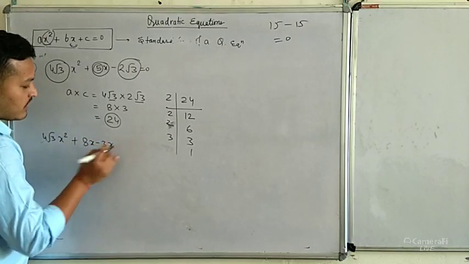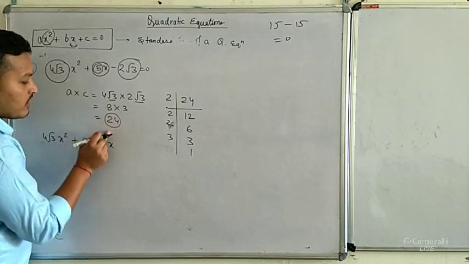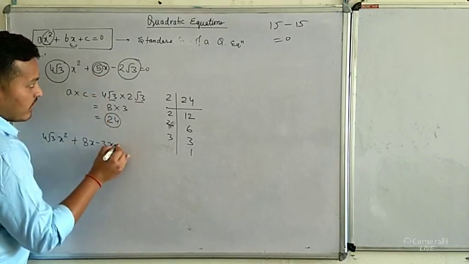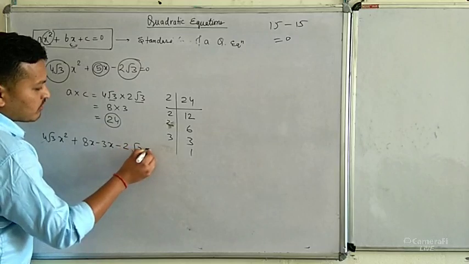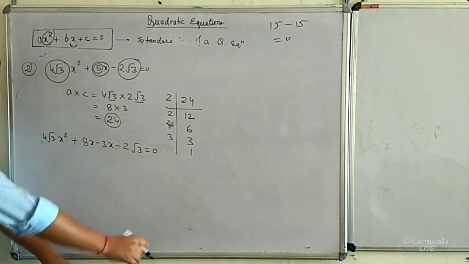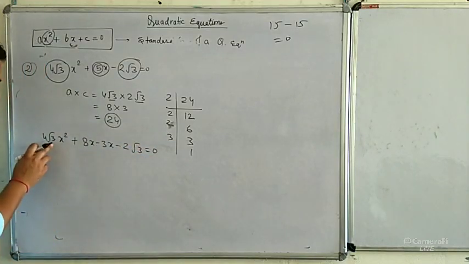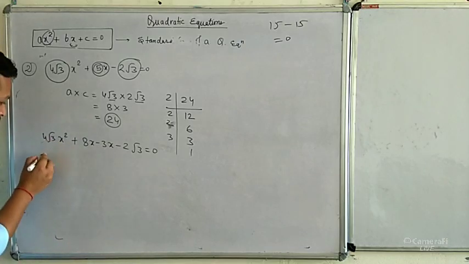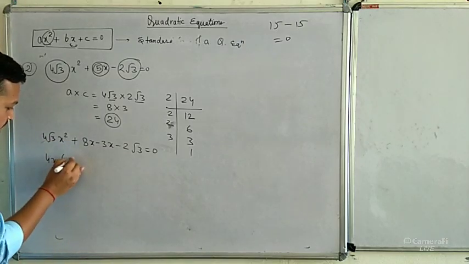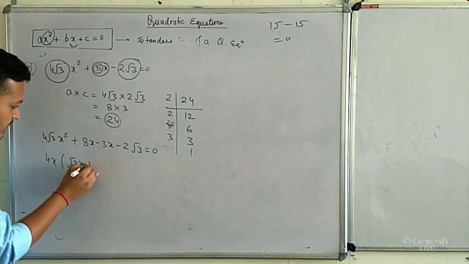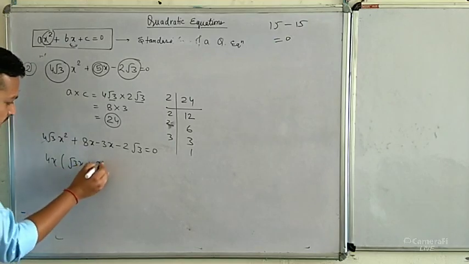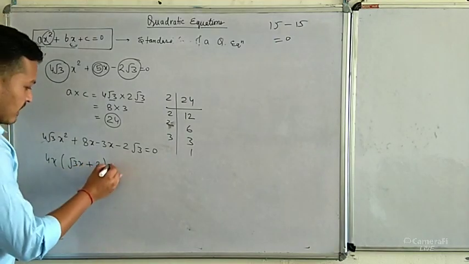8x minus 3x. So 8 3s are 24 and 8 minus 3 is 5, and minus 2 under root 3 is equal to 0. So then what is common out? The common is here 4 and x. So 4x is common. So what is left? Under root 3 and x, and plus 4 2s are 8, and x is common out.